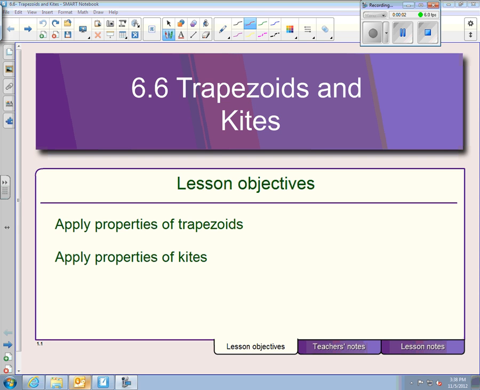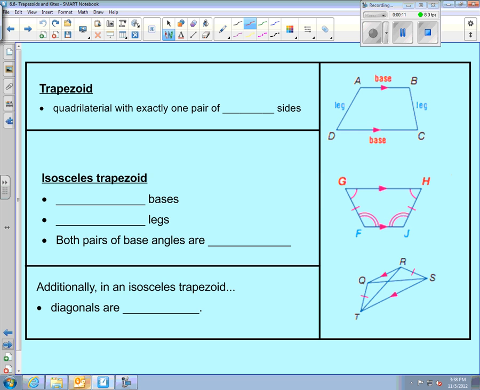Hi class, today we're going to cover our last section in chapter 6, which is trapezoids and kites. Our objectives today are just to apply the properties of trapezoids and to apply the properties of kites.